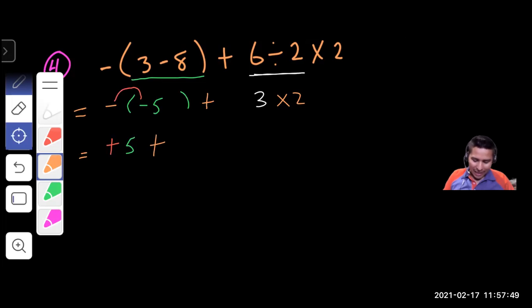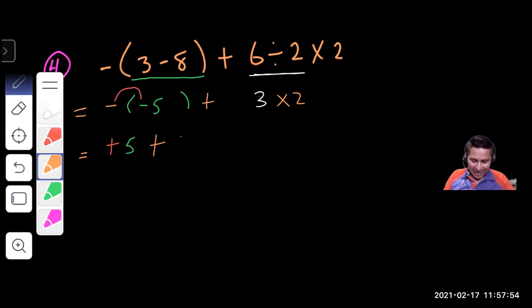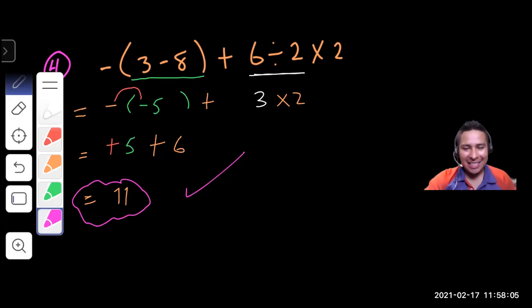Plus, and let's solve this one. 3 times 2, guys. What is that equal to? 6. And can you solve this, guys? Yes. Why not? Positive 11. And that's our answer. Excellent.